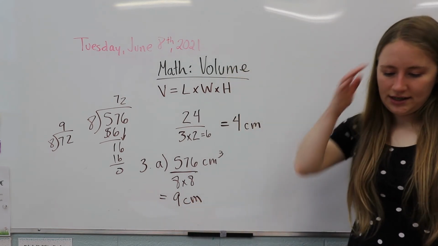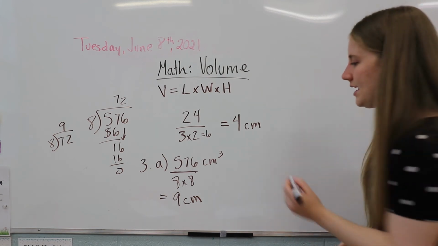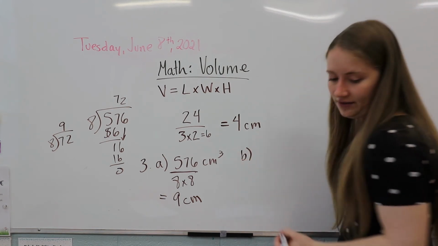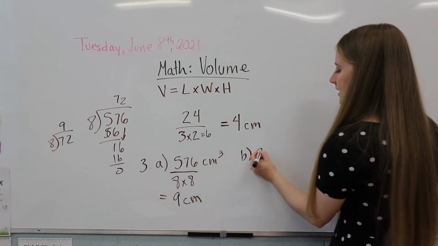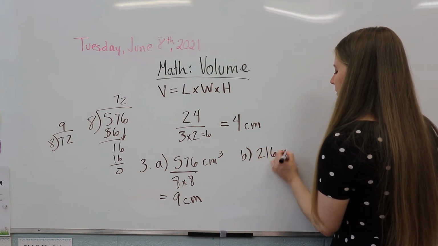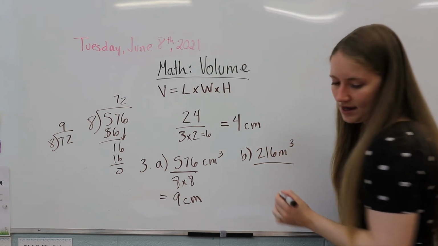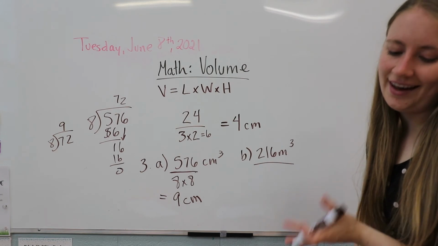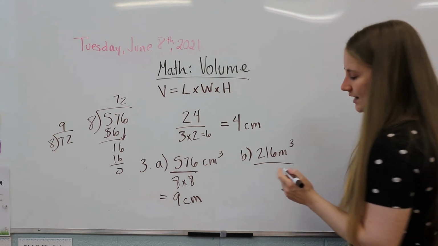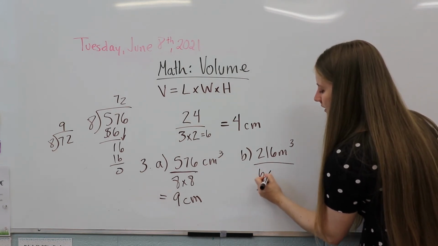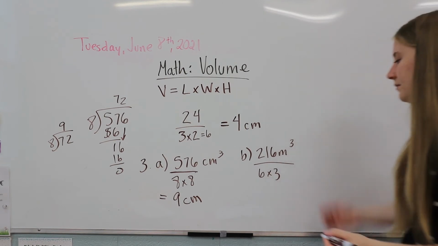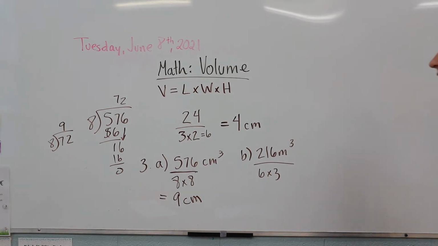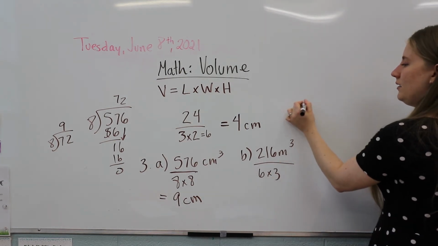All right. Okay, so now B. B has given us the volume of 216 meters cubed, okay? And the two values that they've given us look like height and length, and it's 6 and 3. So 6 times 3. Okay, so again, we can take this aside.